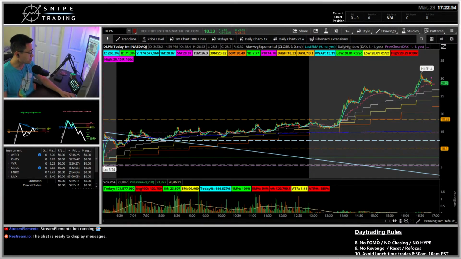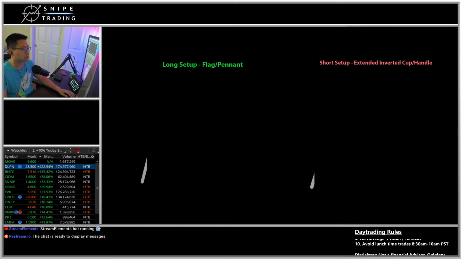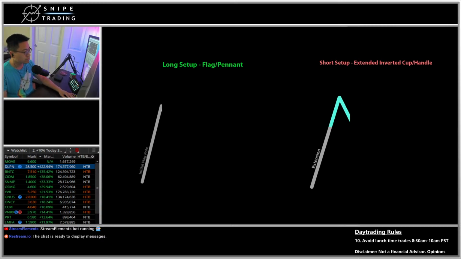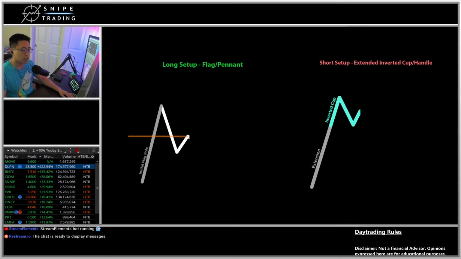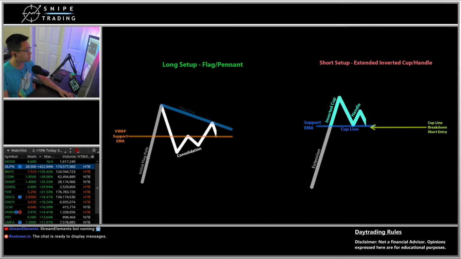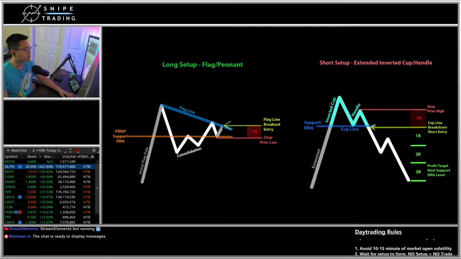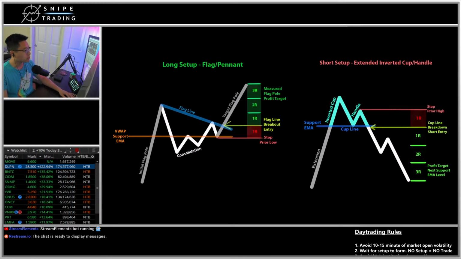Before I get started, I want to show you my two strategies that I play, and I do this for all time frames: 1 minute chart, 5 minute charts, 15-minute charts, the hourly chart, and also the daily chart for some of my swing trades. So the long setup, you can see a flag pennant, breakout of the flag with risk of lower high or higher low, and then taking profits along the way.